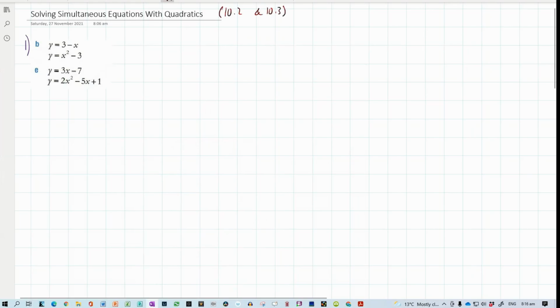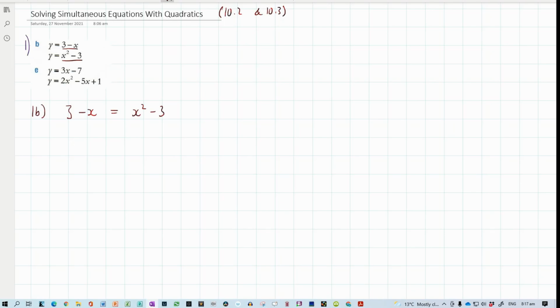Now let's look at part B, 1b. And you can see we've got two different equations here. They're in terms of y, so it's nice and easy. We've got y equals 3 minus x, and we've also got y equals x squared minus 3. So I can just make these two equal to each other because they both equal y.